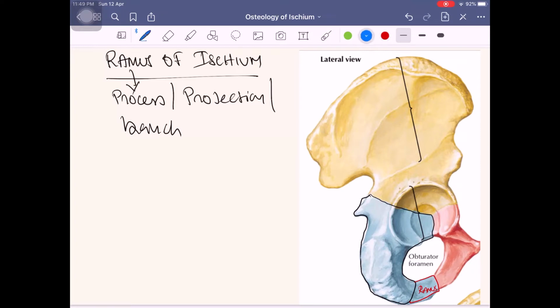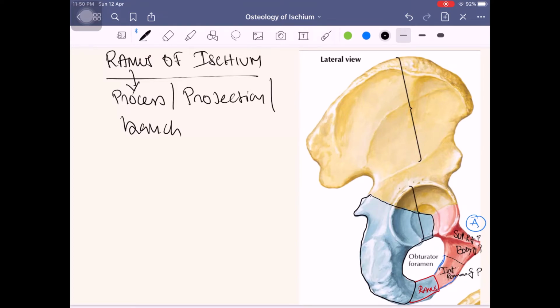Now you can see this ramus is uniting anteriorly with the pink bone, which is your pubis. This is also a ramus of the pubis that we are seeing, but we'll see it in our next session. This portion is what we call the body of the pubis. This is the superior ramus of pubis, this is the body of pubis, and this is your inferior ramus of pubis.